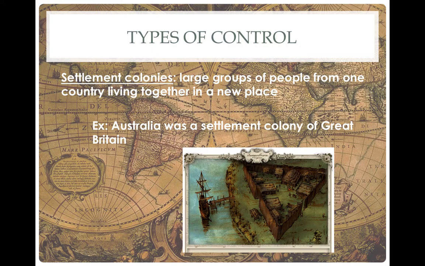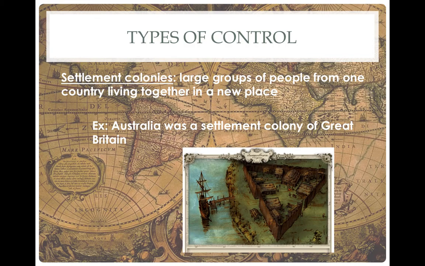Sorry. Another example, which you could talk about, I know we don't talk about this much, is Australia. Australia is a settlement colony of Great Britain. If you ever look at Australia's flag, you'll see the British flag within the Australian flag. If you ever go down there, there's a lot of British people that live down there as well. But for a very long time, Australia was a settlement colony of Great Britain. So Great Britain sent a whole bunch of people to go live there. They're trying to establish cities and colonies and things like that in Australia.